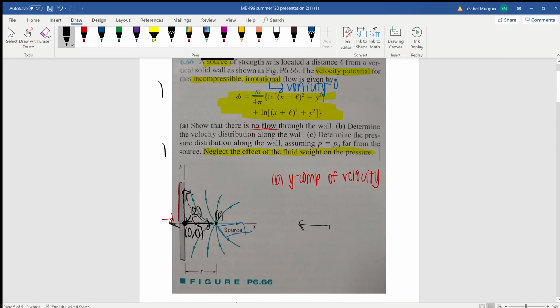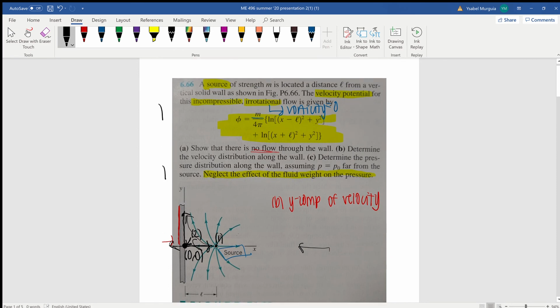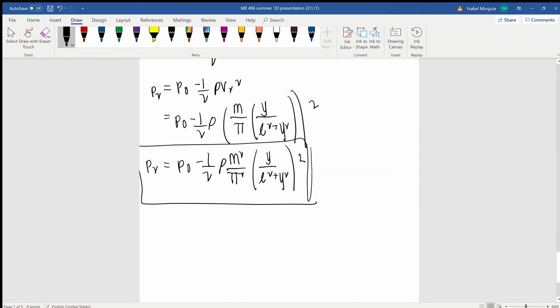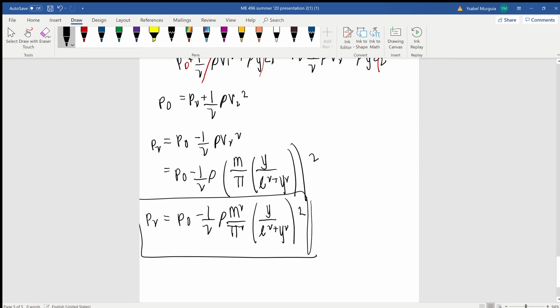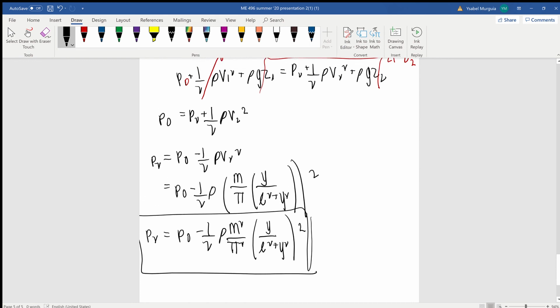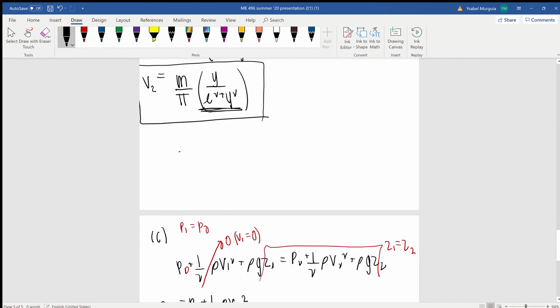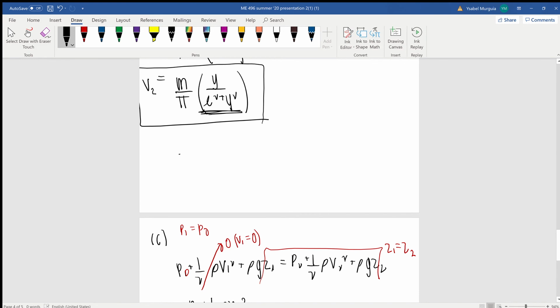And again, the reason we were able to plug in that V value, the velocity in the Y component, is because they're asking to determine the pressure distribution along the wall. So along the wall is still in the Y, which is why I was able to use V. Going back here, I think that about sums it up. So going through the problem again.